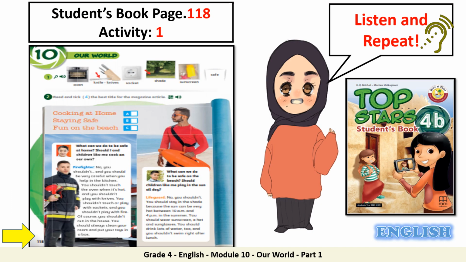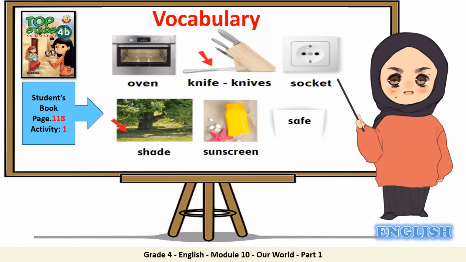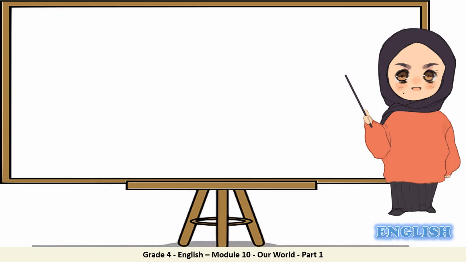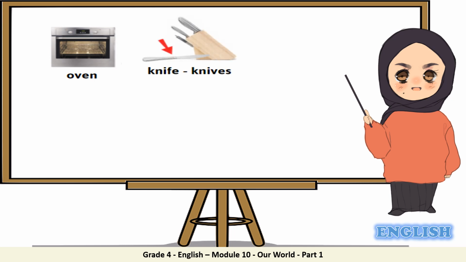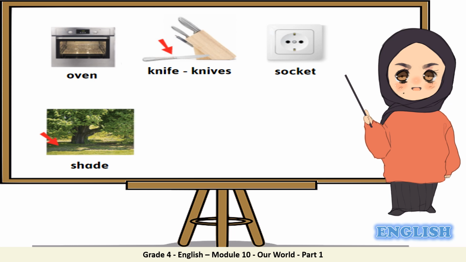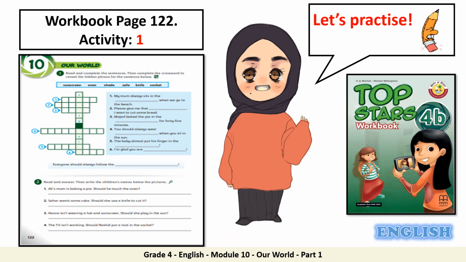Listen and repeat. Turn to your student's book, page 118, activity number 1. Now use your pencil or your finger to point to each word and repeat after the video. Oven, knife, knives, socket, shade, sunscreen, safe.